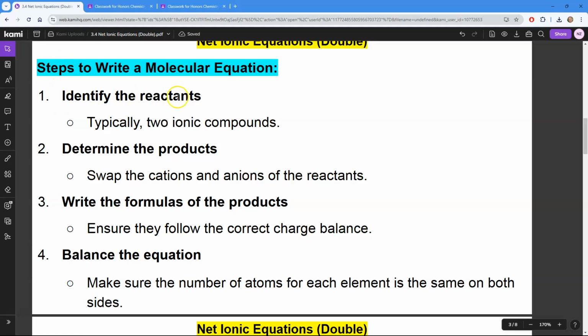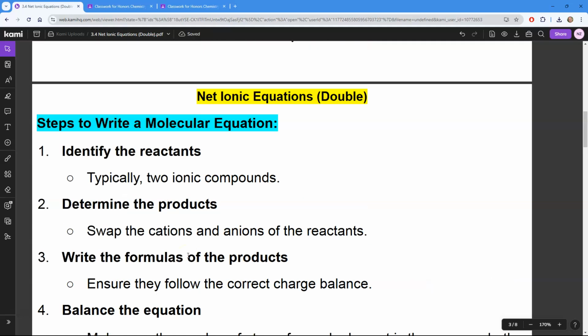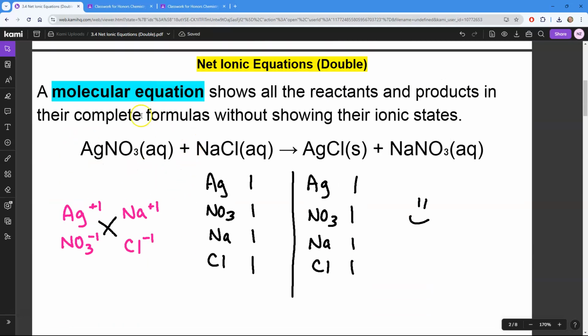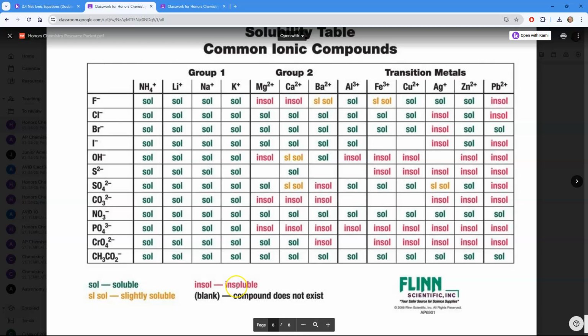We identified the reactants, we determined the products. The formula that I showed was already complete, so I just went through the motions. Then we wrote out the formulas of the products, which we did, and then we finally balanced the equation. Okay, now on this equation we also have the states of matter, aqueous and solid right here. So those came from this table right here.